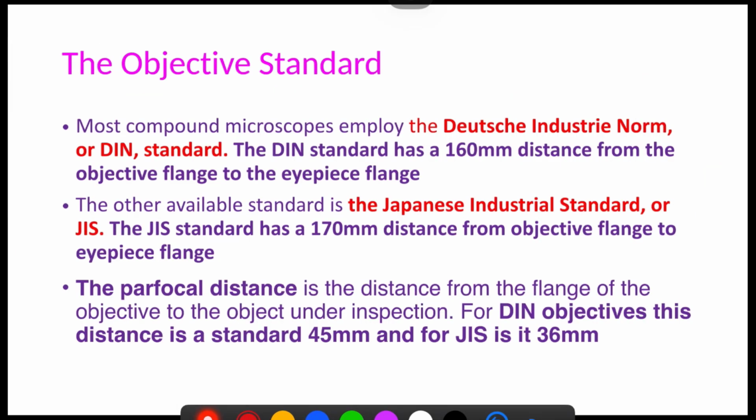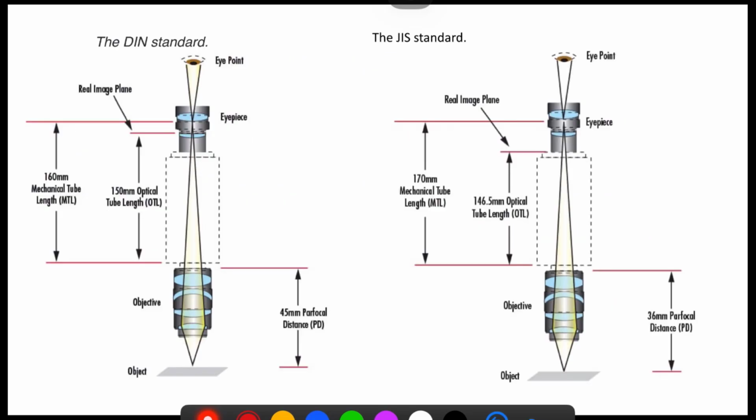Now most compound microscopes have two standard systems. One is the Deutsche Industrie Norm or DIN standard. Second is the Japanese Industrial Standard or JIS. So what is the difference between these two systems in optical tube? We can see here the DIN standard shows the mechanical tube length, which is 160 millimeter, and here in the JIS standard it is 170 millimeter.